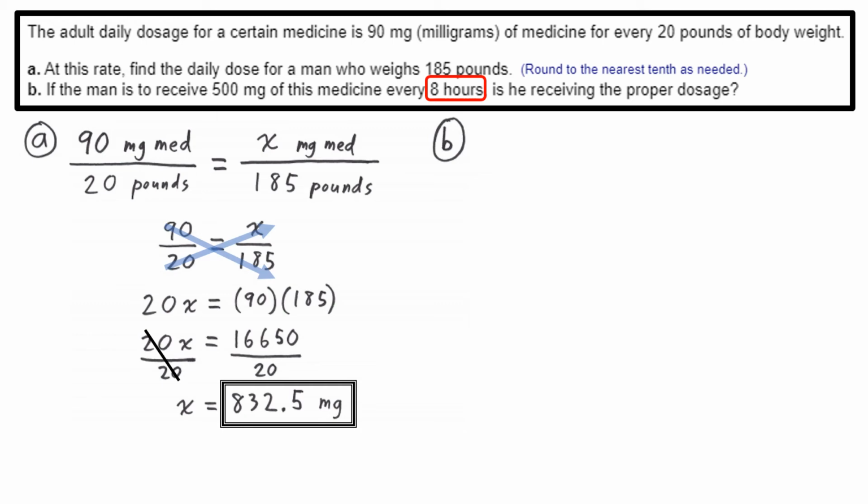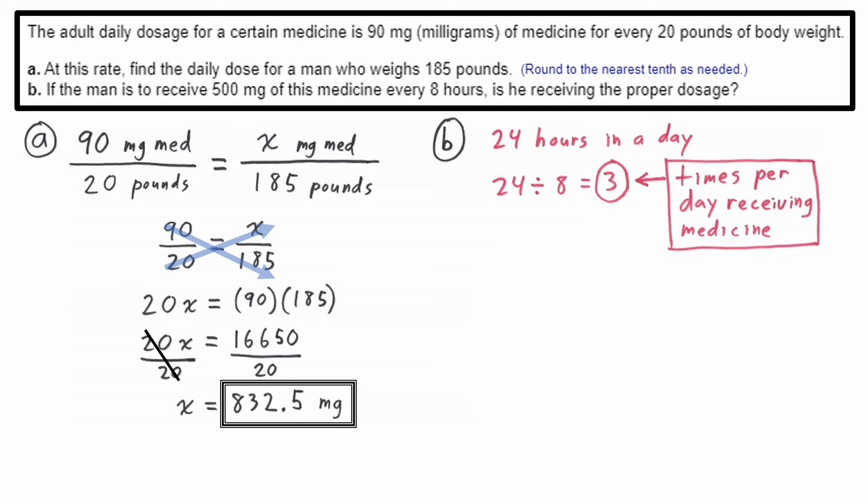Since there are 24 hours in a day, and he's receiving this medication every 8 hours, we can divide 24 by 8 to figure out how many times he'll receive medicine in a day. You can use your calculator, and that gives you a result of 3. He'll receive the medication 3 times per day.